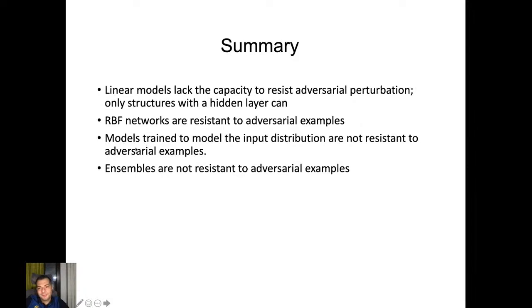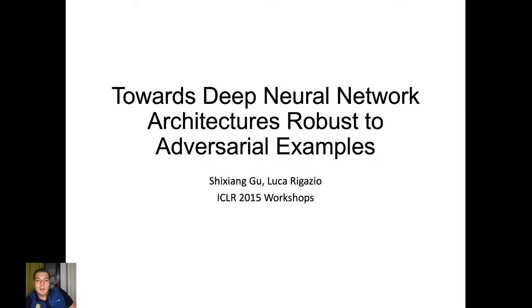Okay, and yeah, this is an extended set of conclusions. So they also showed that generative models or ensembles are not resistant to adversarial examples, and linear models lack the capacity to resist adversarial perturbation. So it seems that it is better to use deeper models, because at least for these models you can try some approaches to avoid adversarial examples or to improve the robustness.